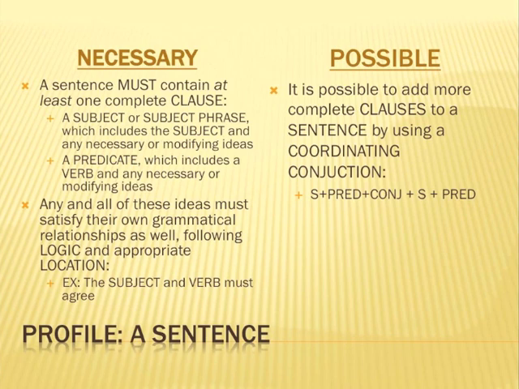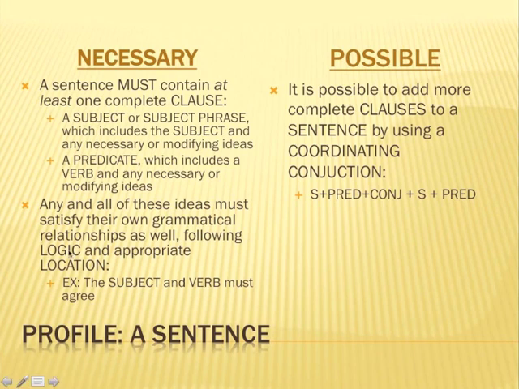Now again, in our discussion of a sentence, we have talked quite a bit about what is necessary compared to what is possible. We talked about the fact that sentences must contain at least one complete clause, which involves a subject and predicate relationship, and that any of these ideas must satisfy their own grammatical relationships as well. Thinking about the ideas of logic and location, for example, we discussed the fact that subjects and verbs must agree. This is part of the idea that there are many different relationships going on at the same time.